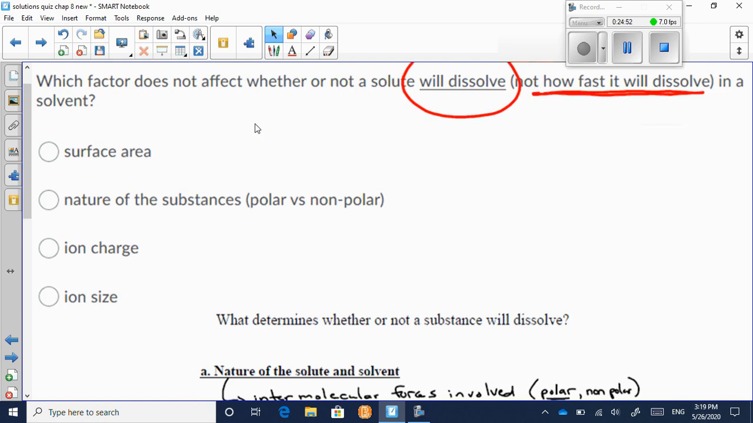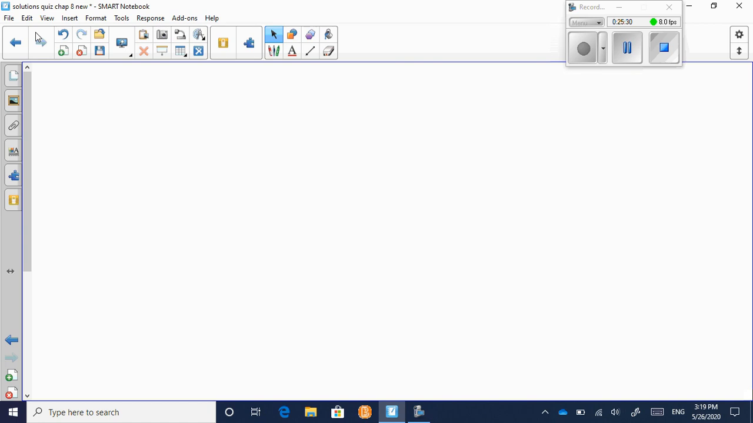So clearly the one that doesn't impact is surface area. Now I think that confused some of you, because surface area does impact the rate or the speed at which something dissolves. In other words, the greater the surface area, the faster something dissolves. But remember that that's not whether or not it will dissolve at all. So if you have a cube of sugar versus a teaspoon, the teaspoon will dissolve faster because it's a greater surface area, but ultimately both of them will dissolve. Okay, so that was a bit of a trick one.